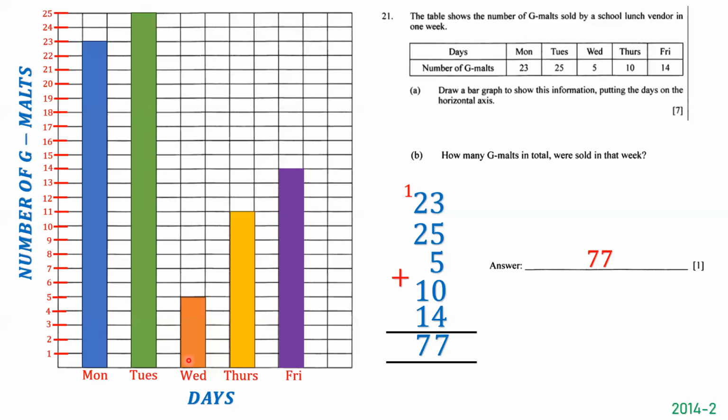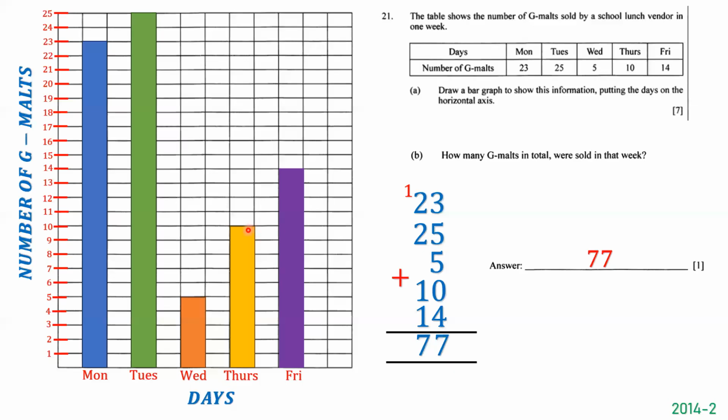For Wednesday, we have to do only 5. And for Thursday, we know that they only sold 10. Sorry, I have 11 here. Thursday is 10. This is not right. Thursday is supposed to be 10, so let's correct that first, and then I'll come back to the video.